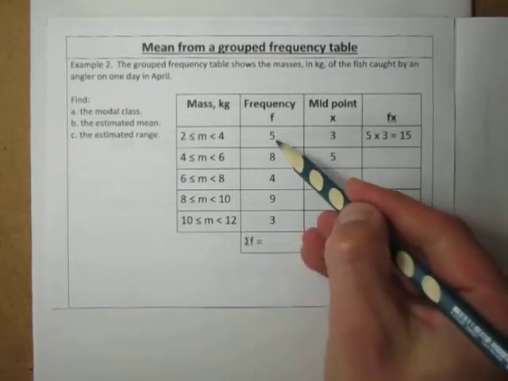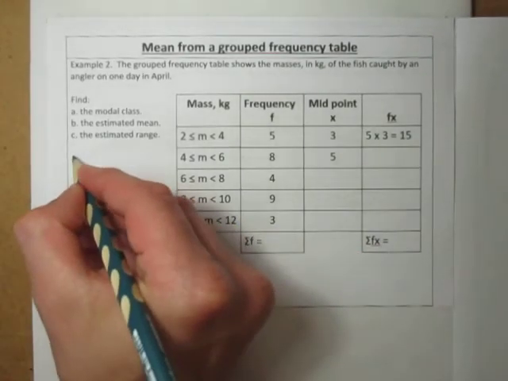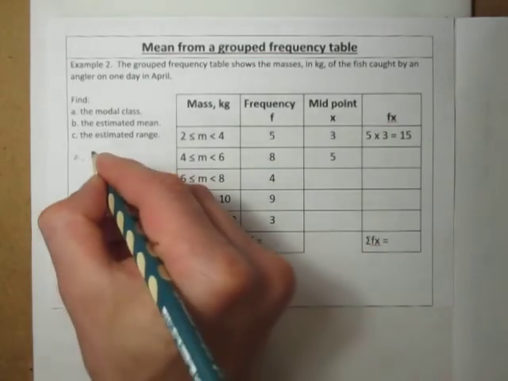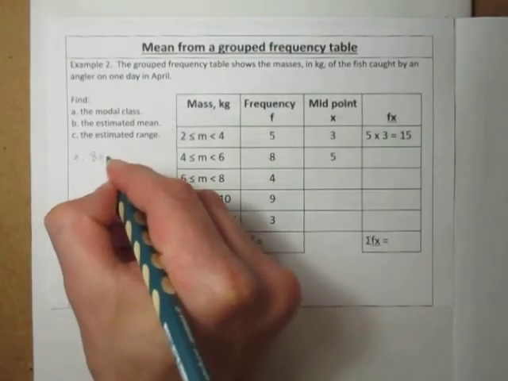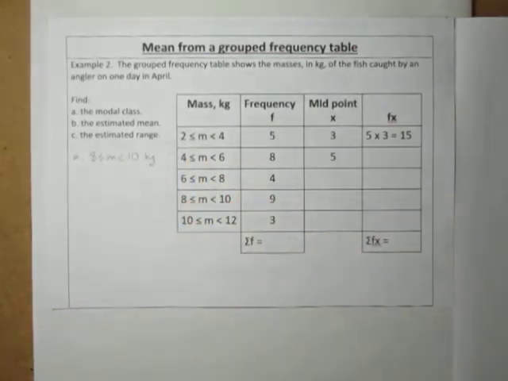And as we can see, looking down the frequency column, 9 here, that tells me the modal class is going to be between 8 and 10 kilograms.